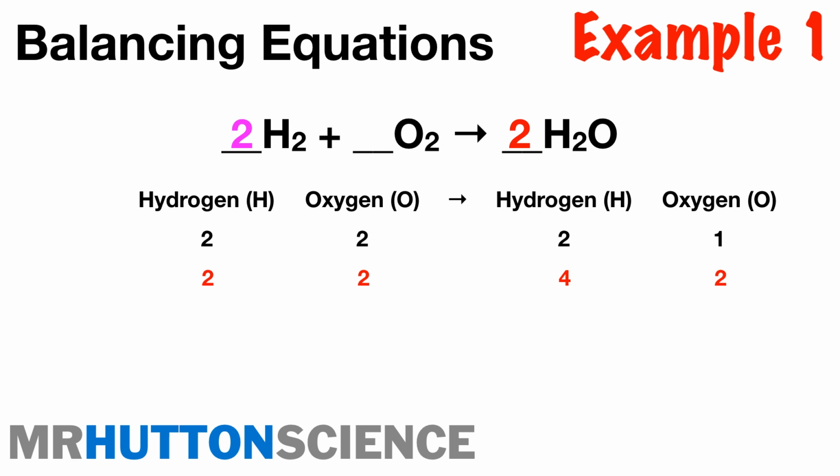And what that has done is it's changed the number of hydrogens on the left to 4. We've done nothing to the oxygen on the left, so that's still 2. On the right hand side, it's the same as it was for the previous step. We've got 4 hydrogens and 2 oxygens. So now overall, our equation is balanced.